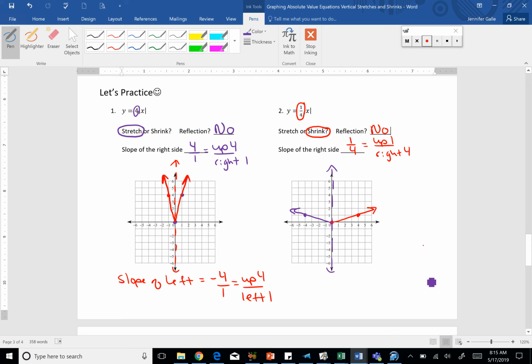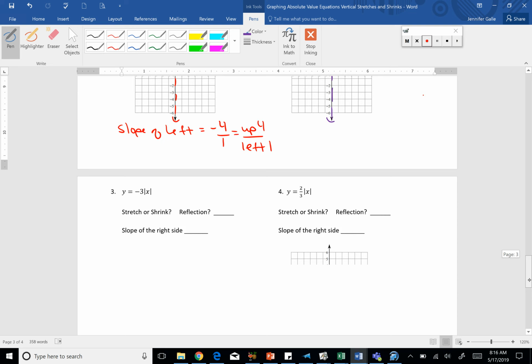So when we're just multiplying by a number, if that number is bigger than 1, we're going to stretch. If it's smaller than 1, we're going to shrink. And that number we're multiplying by gives us the slope for the right side of our V shape. So we just graphed these two, not a lot of time, no huge table, and didn't have to do any computation at all. That's the point I want us to get to with everything we're doing with these graphs. Now in both of these, we answered no for the reflection.